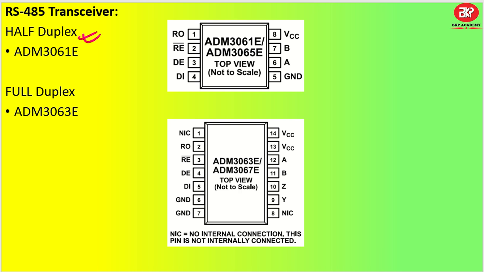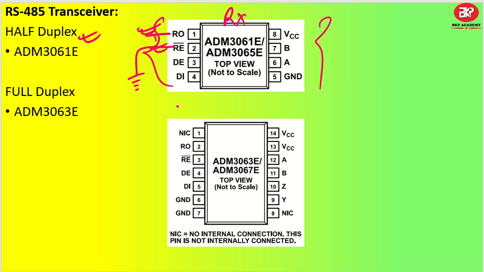Half duplex means, let us say this is the RS485 transceiver IC. As you can see, we have RO. RO is the receiver output. If this is working as a receiver, then the receiver output will be RO. Then RE bar is the receiver output enable pin. If it is low, then it will be enabled. So it has to be pulled low to enable it.